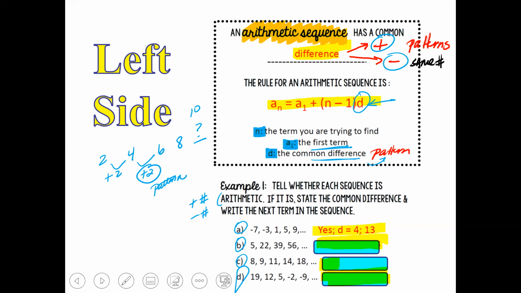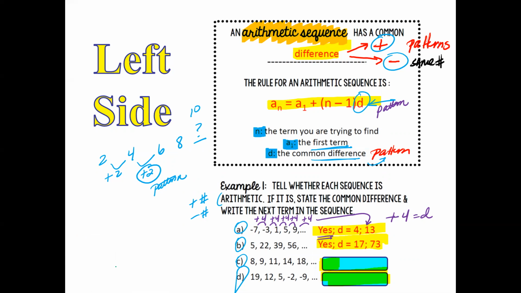All right, so the first one, it is -7, -3, 1, 5, 9. Well, to me, it seems like you are adding 4. Negative 7 plus 4 is negative 3. Negative 3 plus 4 gives me a 1. 1 plus 4 gives me a 5. 5 plus 4 gives me a 9. 9 plus 4 gives me a 13. So yes, it is arithmetic because you're adding 4. And D, which is your pattern, is equal to positive 4.